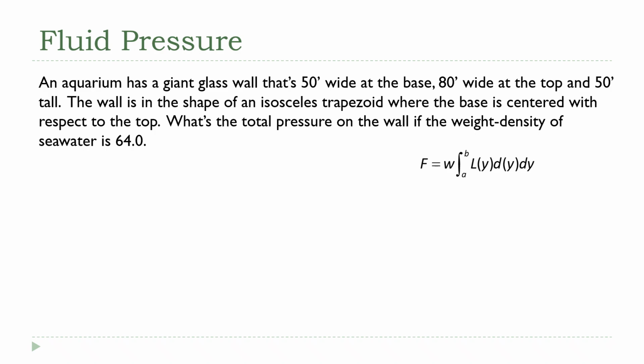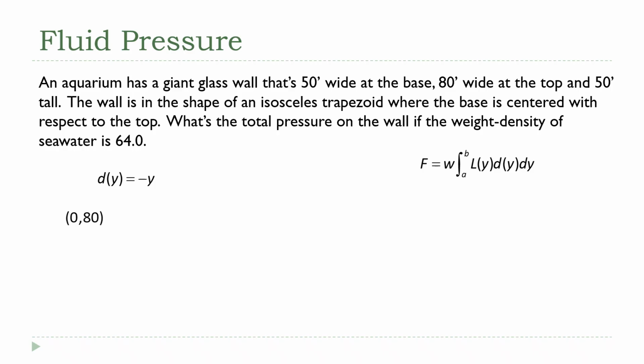So the small base is on the bottom, the big base is at the top. And I want to know what's the total force on the wall if the weight density of seawater is 64 pounds per cubic foot. Okay, so like I said, d of y, we're going to put our x-axis at the water line. So d of y is going to be just negative y. And the next thing we need to do is come up with a formula that describes the distance across this trapezoid at a given y value.